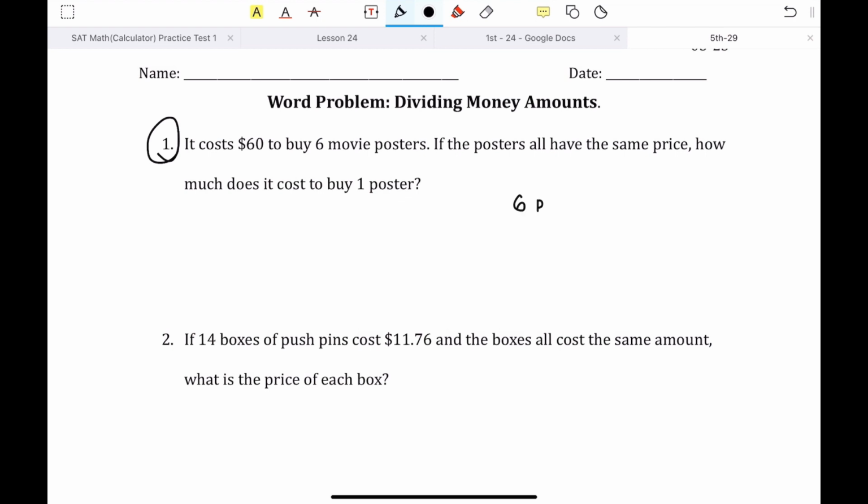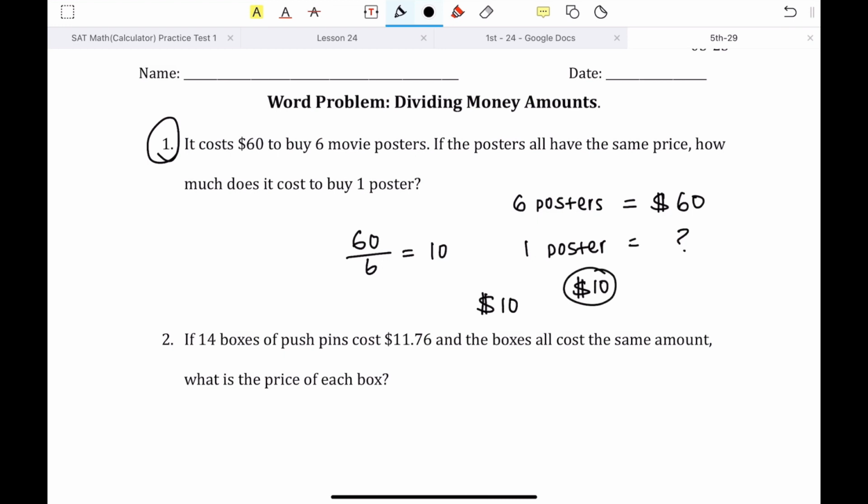So if 6 posters cost $60, then how much would 1 poster cost? The first step you should be doing is dividing 60 by 6 to get the cost of 1, which we know is 10. So each poster costs $10. That makes sense because if we had $10 six times to represent each poster, it would add up to 60.